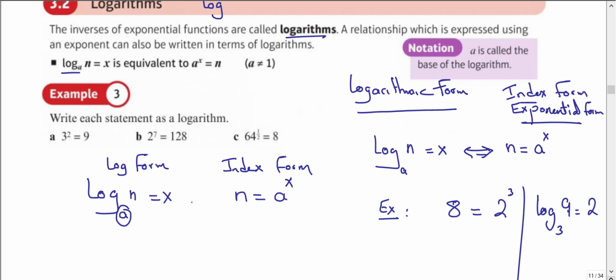Index form. And we have to learn how to change between these two forms. You need to learn how to change from this one to the other one, and how to change the other one to the log one. You understand, Adam? Let me explain how to do this. It's very simple.